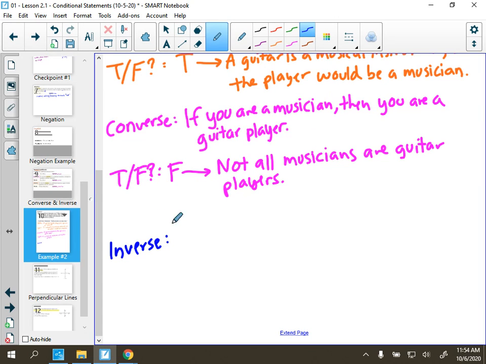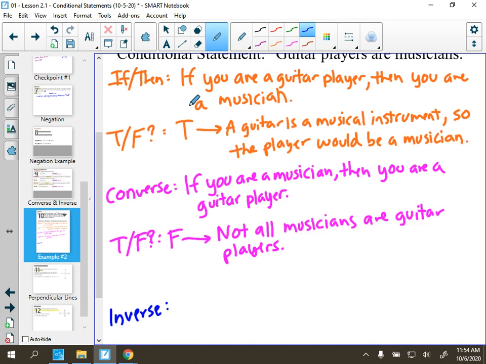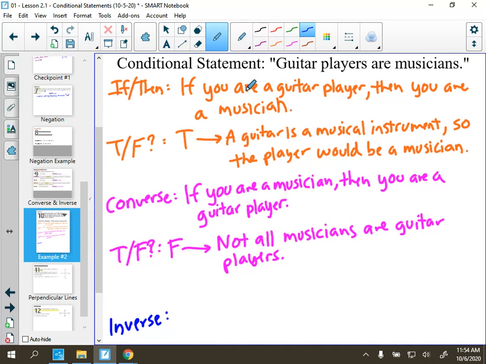Sometimes the mistake people make is, all right, I'm going to go up to this one right here. We need to be looking at my original if-then statement. So my original was, if you are a guitar player, then you're a musician. Inverse, again, remember we said the mechanics of that is we're negating, so getting that word not involved twice with the hypothesis. So something along the lines of, if you are not a guitar player, then you are not a musician.